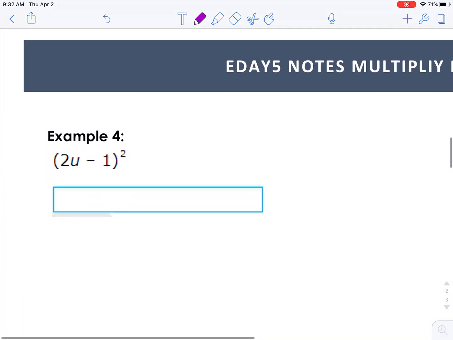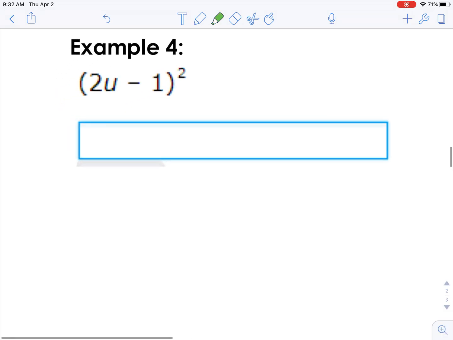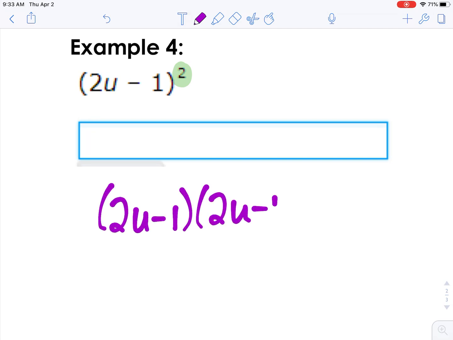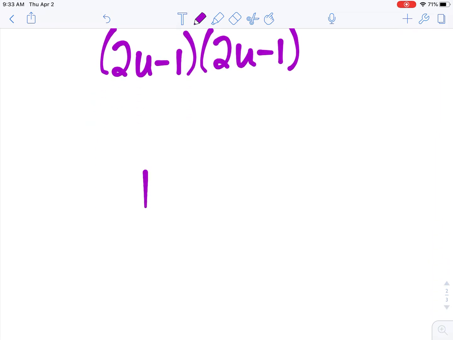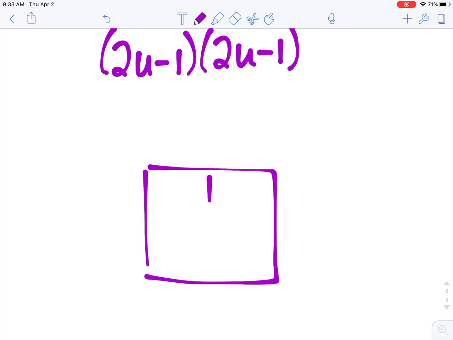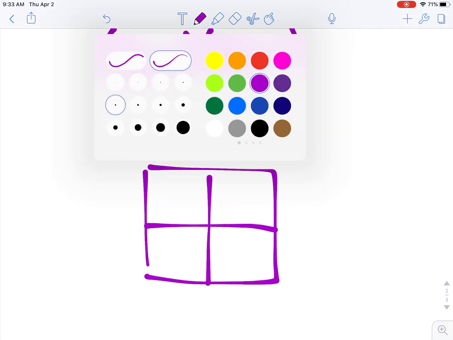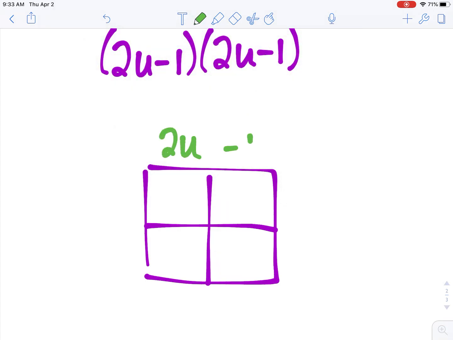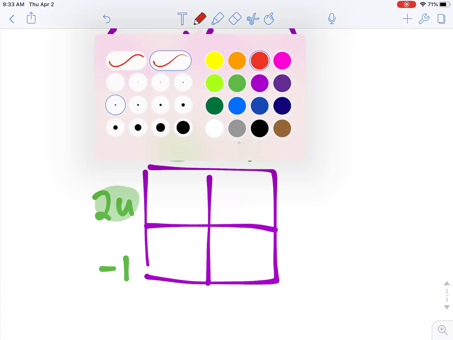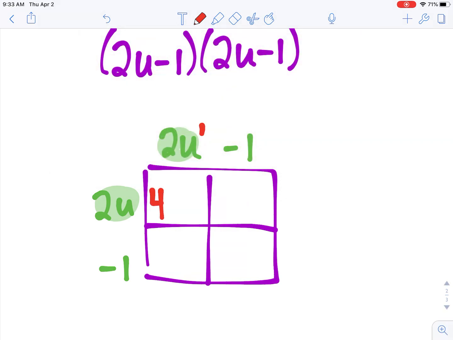There's one more example we're going to do. This one, we see it with a quantity squared. And with our quantity squared, what this really means is that it's multiplied by itself. So quantity squared looks like this. And then we're going to do the same process as on the other problems, putting one of them along the top and one along the side. 2u times 2u is 4, and remember when you're multiplying, you add your exponents, 4u squared.